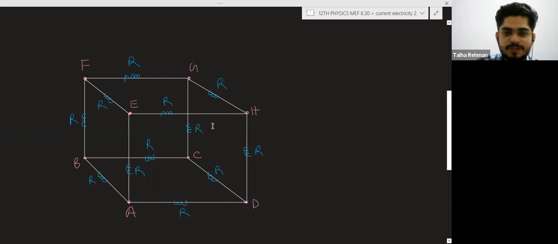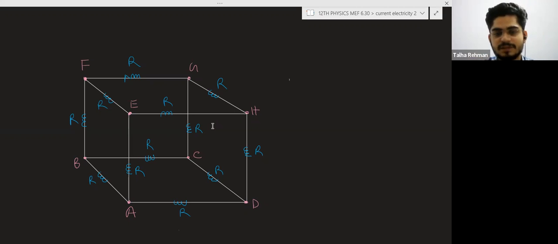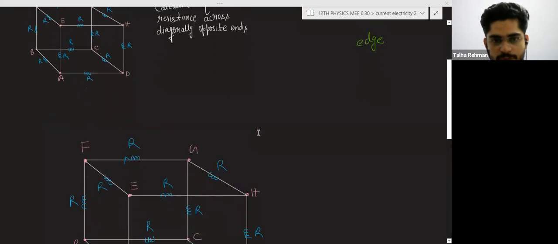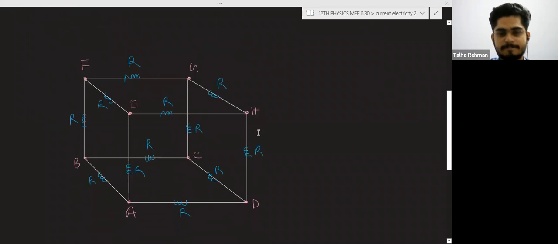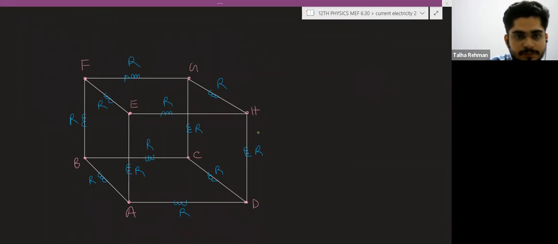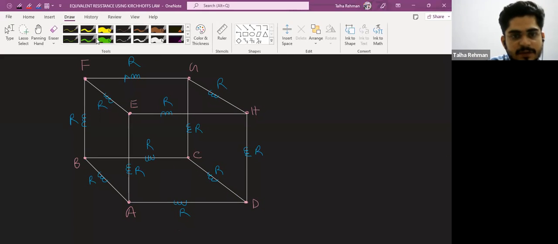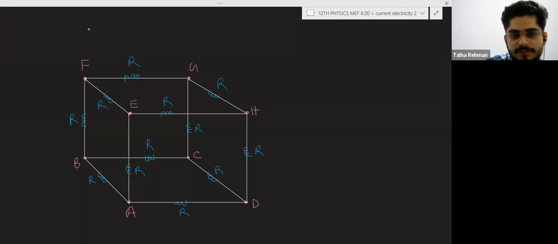Okay, and which combination of resistance is this? We cannot define the combinations, this is not a series and this is not a parallel combination. So we cannot solve this type of question with the help of that. So what we will do, we will do a simple thing. Just wait and see, I will take only 10 minutes.